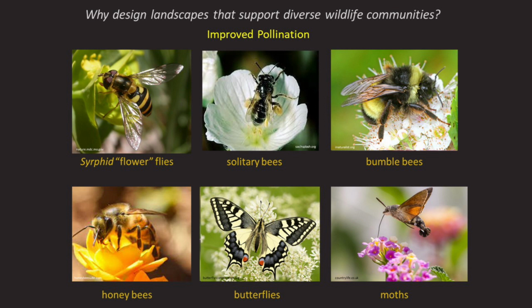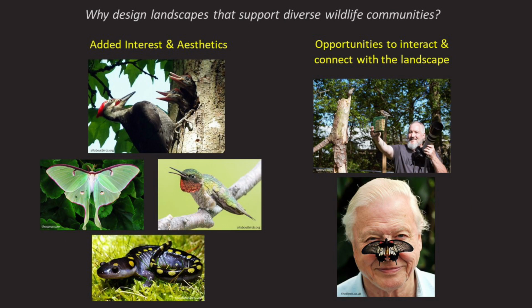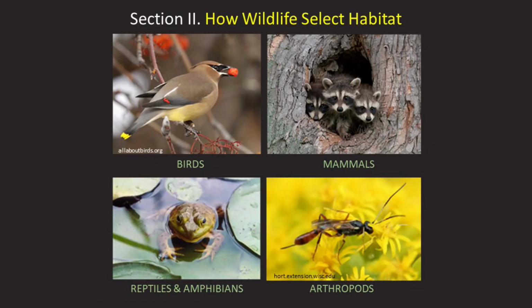Similarly, if we can attract and support a diversity of pollinating insects, that not only can enhance food production in our gardens, but it can provide valuable habitat for native pollinators, many of which are declining worldwide. Also, attracting a variety of different wildlife throughout the year can add interest and aesthetic beauty to our property and provide opportunities for people to interact and connect with their landscape.